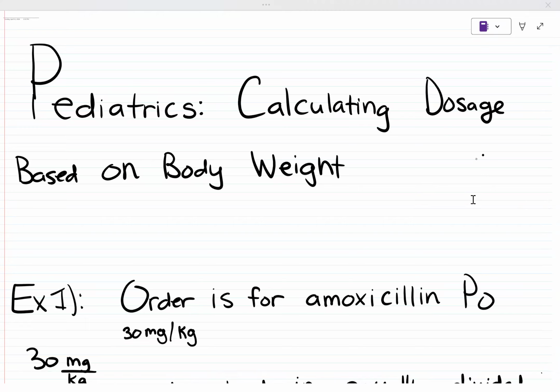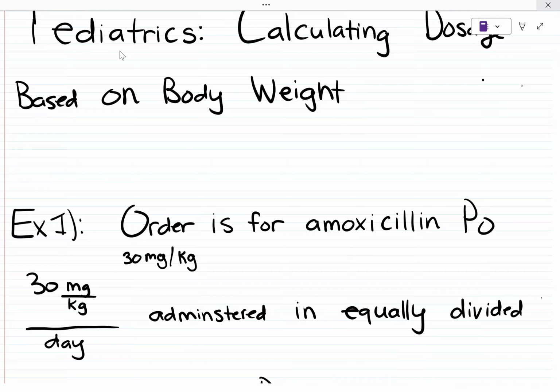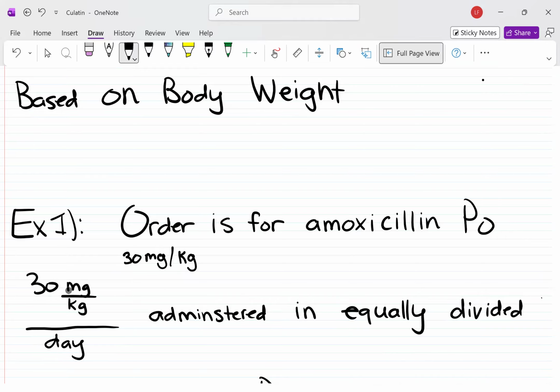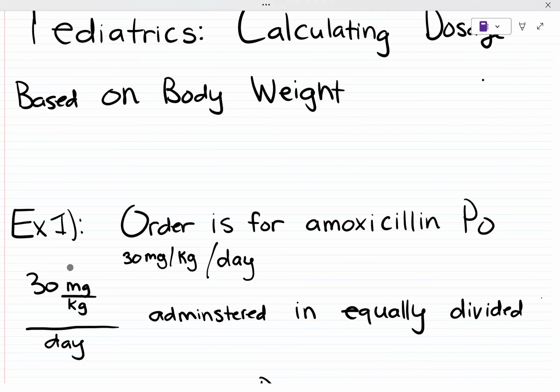Here we have an order for amoxicillin PO 30 mg/kg per day. It wasn't originally like that. It was all slanted, but you need to know how to rewrite it. It was originally 30 mg per kilogram and then slash day, right? So you need to know how to rewrite it as horizontal, because this looks really confusing.